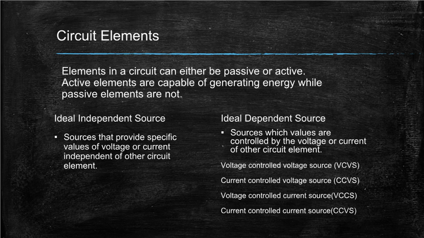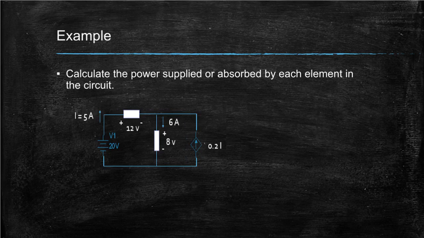The sources can either be a voltage-controlled voltage source, a current-controlled voltage source, a voltage-controlled current source and/or a current-controlled current source. Also to note, most dependent sources in a circuit diagram are diamond shaped. Here's an example. Calculate the power supplied or absorbed by each element in the circuit. Try pausing it and attempting it by yourself.